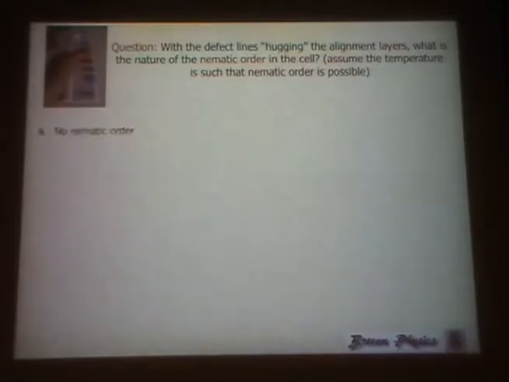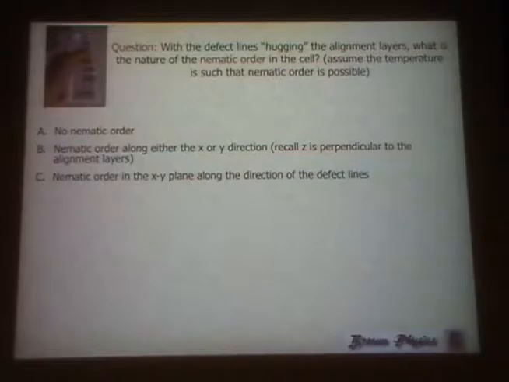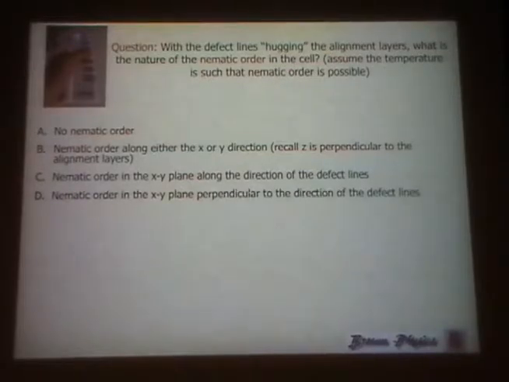And so, simple possibilities. No nematic order, it's disordered. There's nematic order, it's directed along the x or the y direction. Remember, z is perpendicular. Nematic order in the xy plane along the direction of the defect lines. Remember, the defect lines were kind of going diagonally. Or nematic order diagonal but perpendicular to the defect lines.